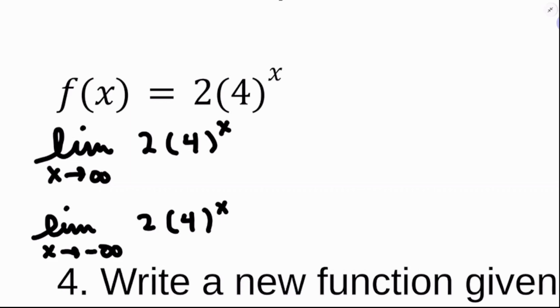And so to start with 2 times 4 to the x, as x approaches positive infinity, you've got 2 times a positive number taken to a really large positive power. That's just going to get really big. You can make that as big as you want it by choosing a large enough exponent, right? So we're going to say this limit is infinity.